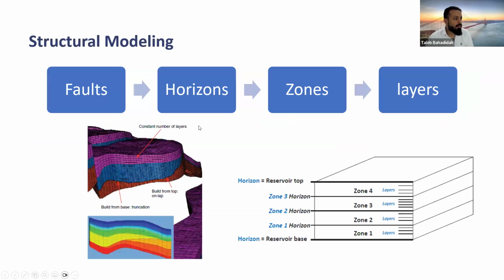So now the structural modeling: we start from fault modeling and then horizon modeling, zonation and layering, as you can see here. If we have a simple model, we don't have faults here, so the top and base of the reservoir will be your horizons. These horizons are most of the time seismic horizons, so you will use them as horizons.